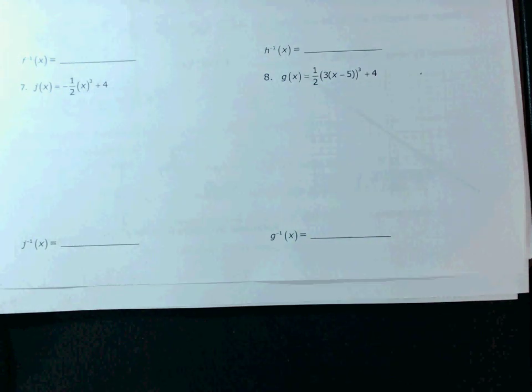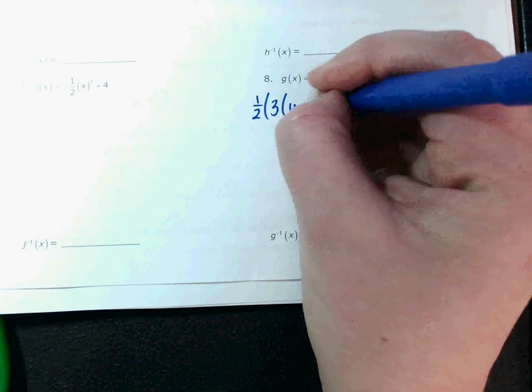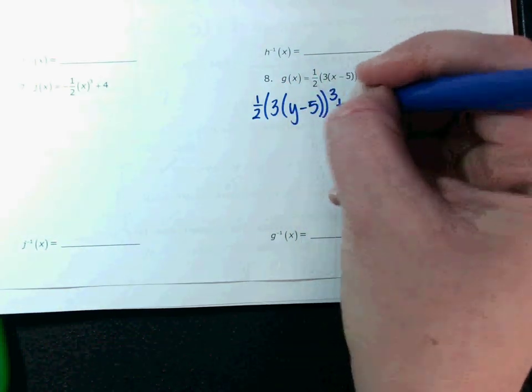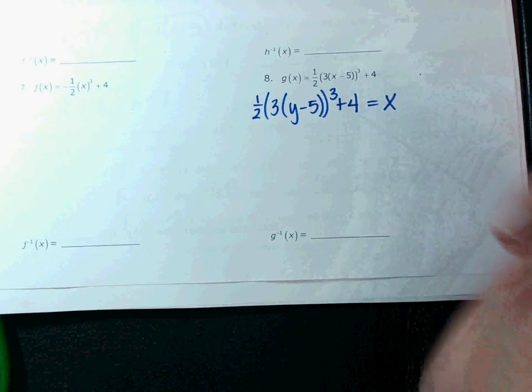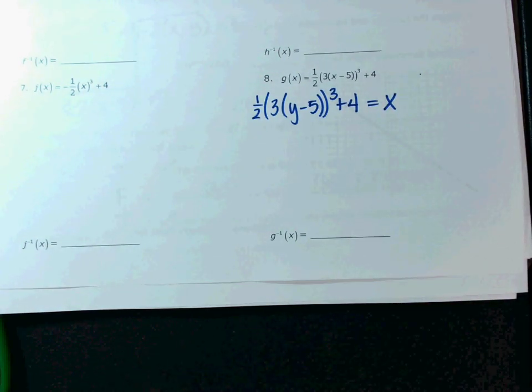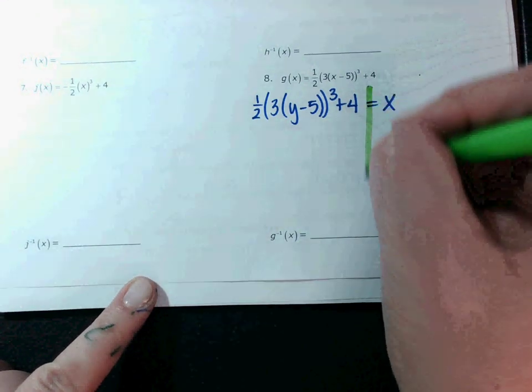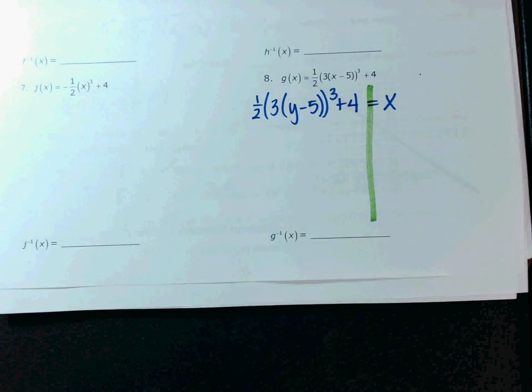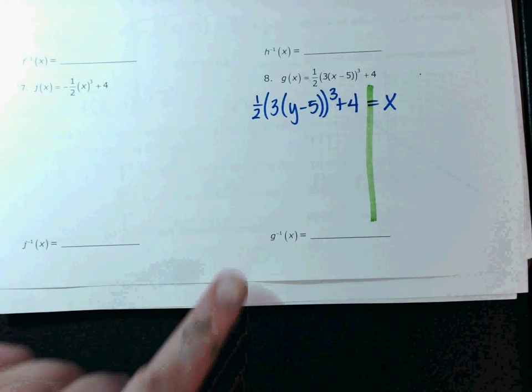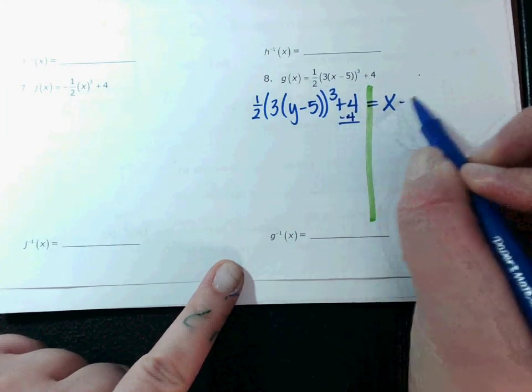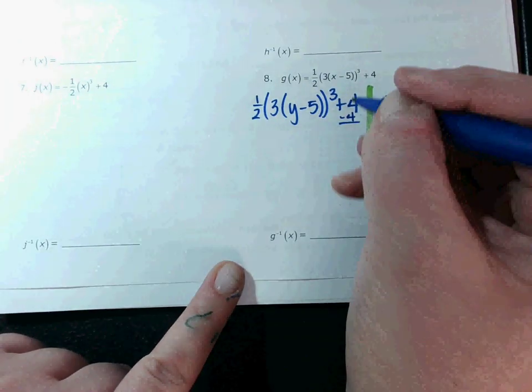Okay, so we're going to switch the letters, switch the sides. So it'll be 1/2 (3y minus 5) cubed plus 4 equals x. So step 1, you switch the letters, switch the sides. What will I do first? Okay, minus the 4, that's correct. So I'm going to minus 4 here, minus 4 here. These guys cross out.